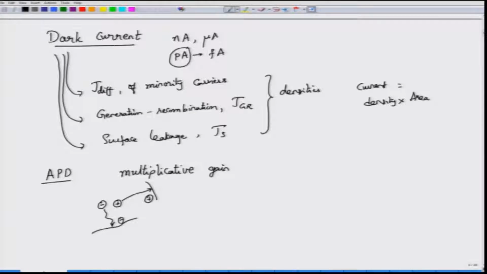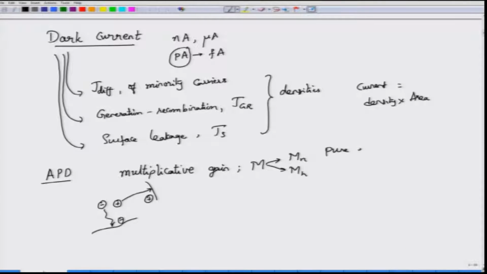This multiplicative gain is denoted by the parameter M, and this M in turn consists of the multiplicative gain because of the electrons alone and the multiplicative gain because of the holes alone. These factors Mn and Mh can be obtained from some theoretical analysis, which is very difficult to do in this course, so we are not going to look at that. But briefly the idea is that you evaluate Mn by assuming pure electron injection and you determine Mh by pure hole injection, and then look at the concentration gradient of the holes or the electrons.